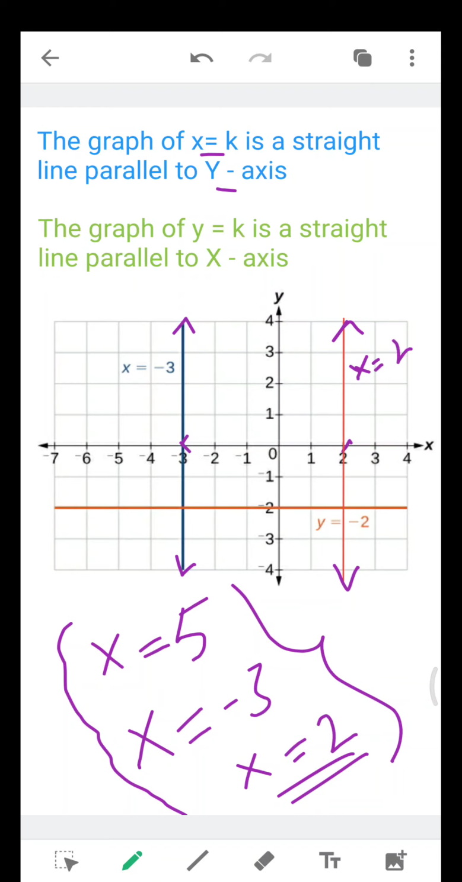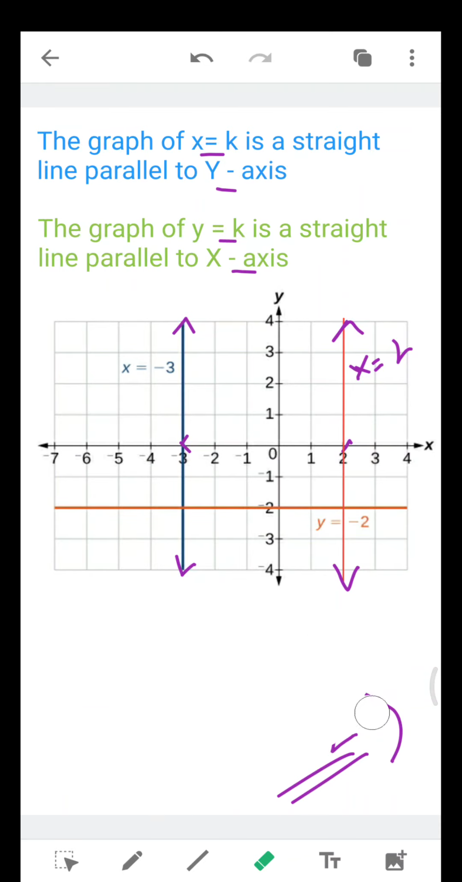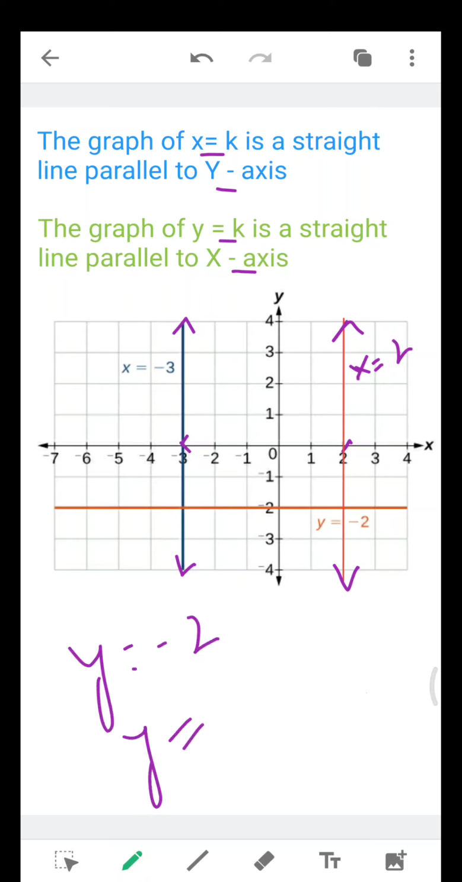Similarly, the graph of y equals k. x equals k is parallel to the y-axis, so y equals k form will be parallel to the x-axis. If the equation is of the form y equals k, then it will be parallel to the x-axis, opposite there. So if the equation is, say, y equals minus 2, or y equals 2, y equals 3, whatever it may be.